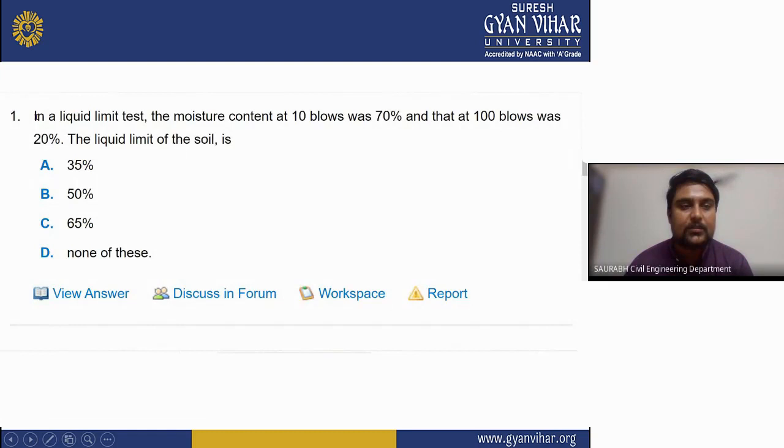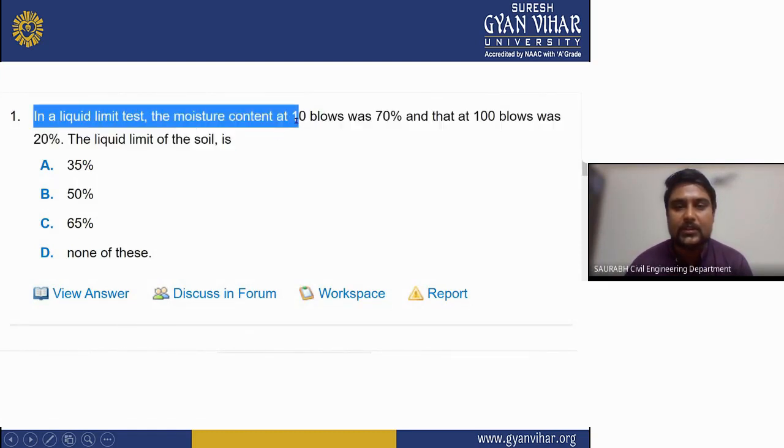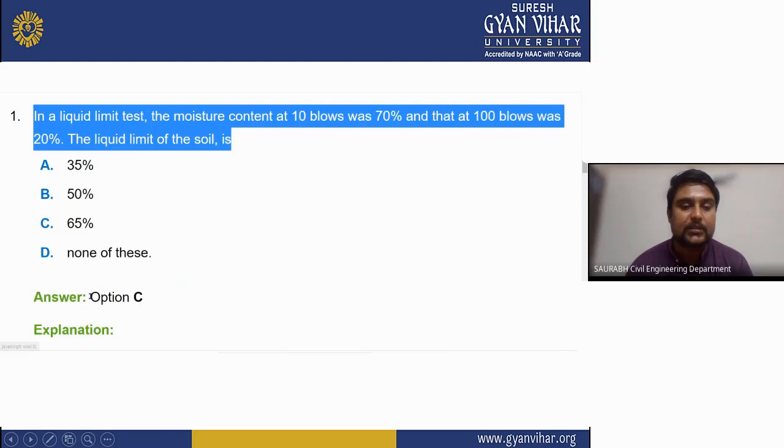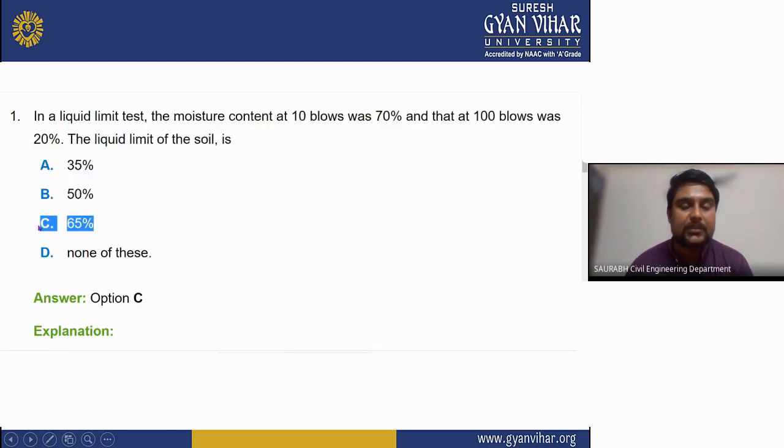There is the first question. In the liquid limit test, the moisture content at 10 blows was 70% and that at 100 blows was 20%. The liquid limit of soil is, what will be the right answer here? The right answer will be C. It will be 65%. Here your right answer is 65%.